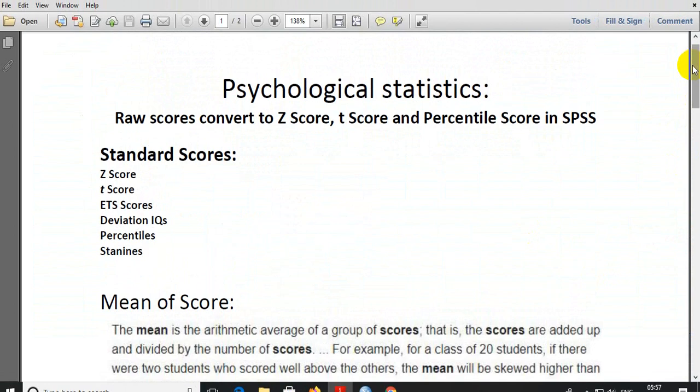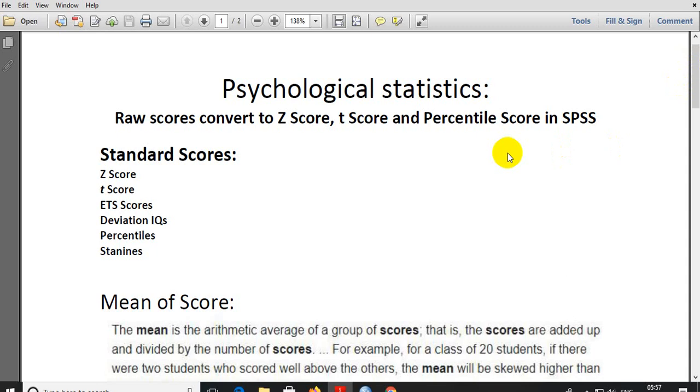In SPSS, the Statistical Package for the Social Sciences, this famous software, we can now understand about the standard scores.